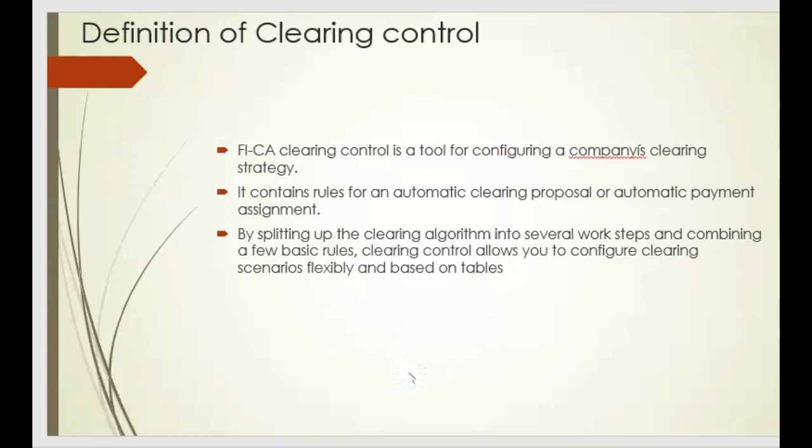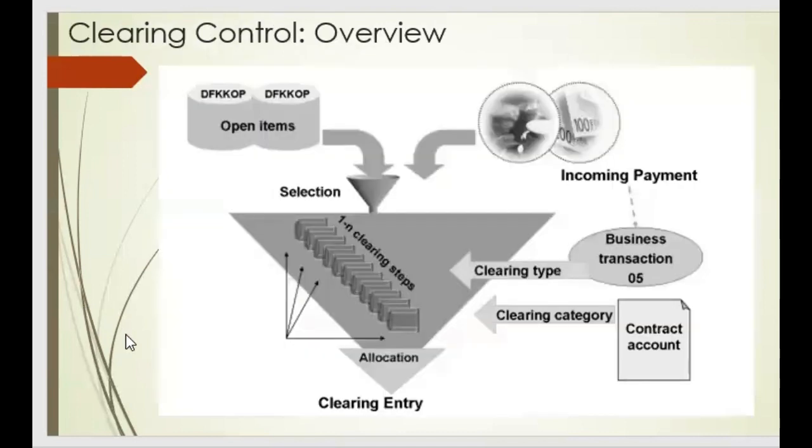So it splits the clearing algorithm into multiple work steps, and each step is linked to one condition, or we can say the clearing configuration and clearing category. That means if you are going to clear any amount, like an incoming payment coming against open items, this clearing process will divide all these incoming open items into several steps. Because we have many open items, they can be divided one, one, one, one. So 1 to n clearing steps are created.